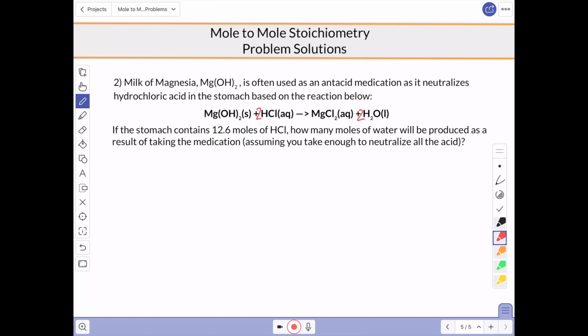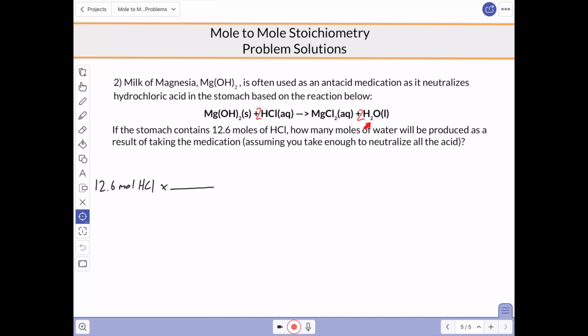So now it looks like everything's balanced. Okay, so I know that 12.6 moles of HCl are present in the stomach, and I know that the magnesium hydroxide is what is neutralizing it, but what I really want to know is the amount of water that's being produced. So I know that I'm taking enough magnesium hydroxide to get rid of all those 12.6 moles.